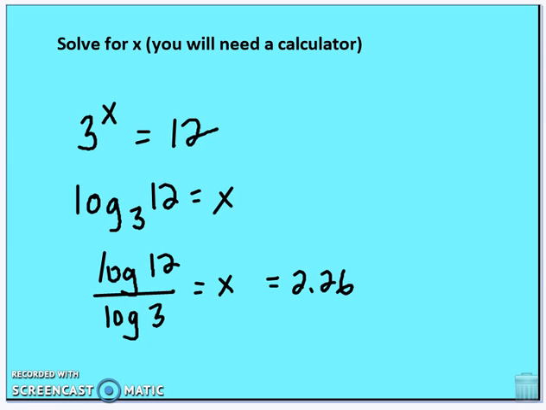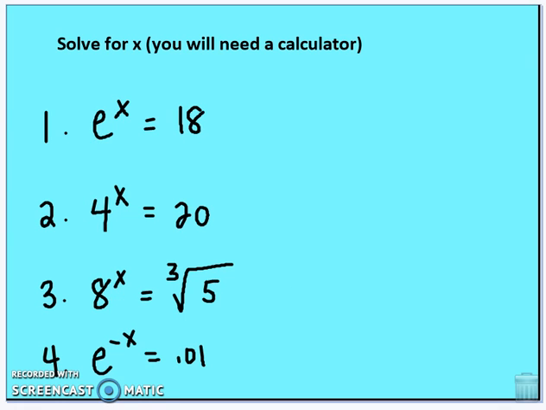All right, using the change of base formula, first rewriting in log form, log base 3 of 12 is equal to x. Log 12 over log 3 is equal to x. X is equal to 2.26. And you can verify that by taking 3 to the power of 2.26, and you should get approximately 12 for that value.